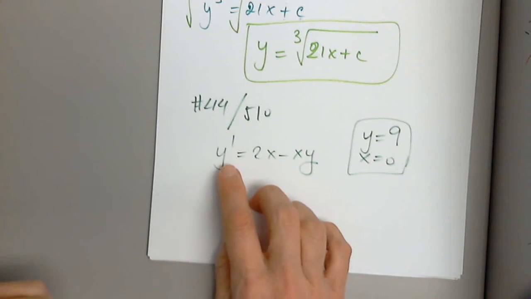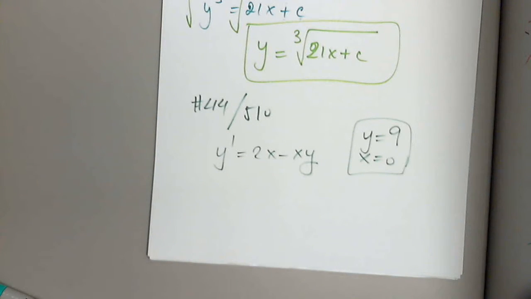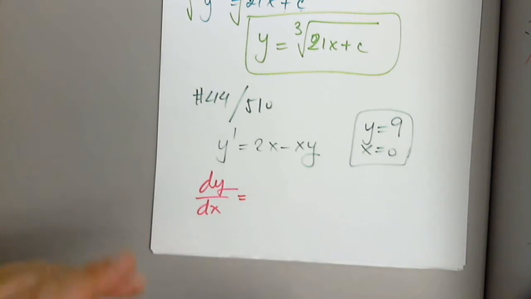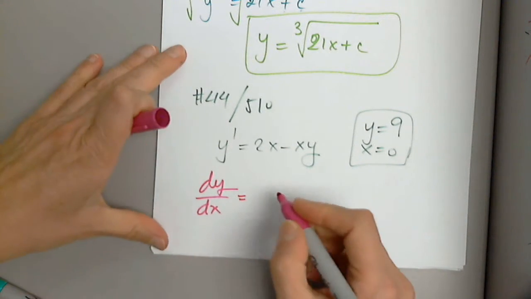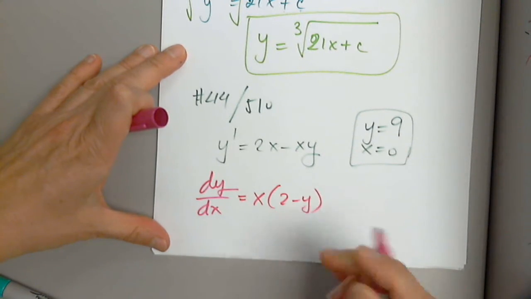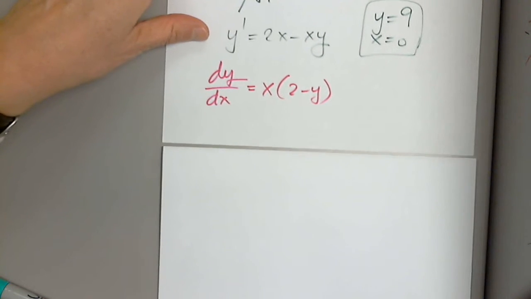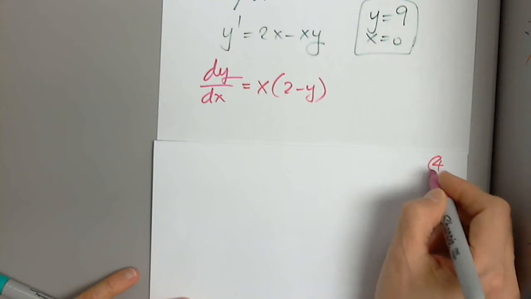Any suggestions? First of all, what is y prime? I can't use y prime. I would have to use? Dy. Excellent. So now look at the right-hand side. Is there a way of taking x out of there? Exactly. So we have x, 2 minus y. Excellent. What will be the next step towards separating the variables?